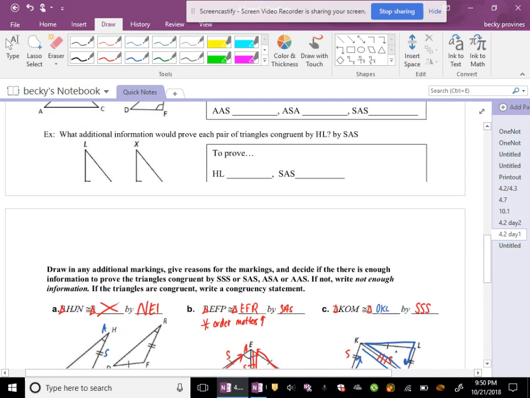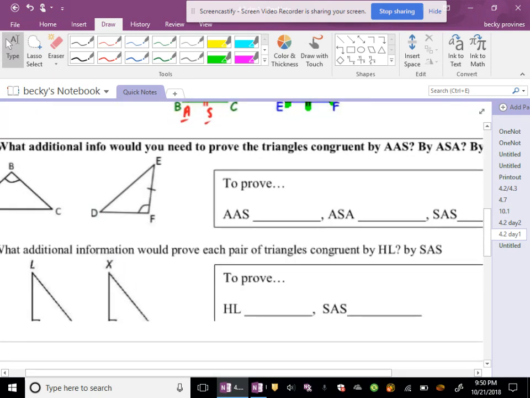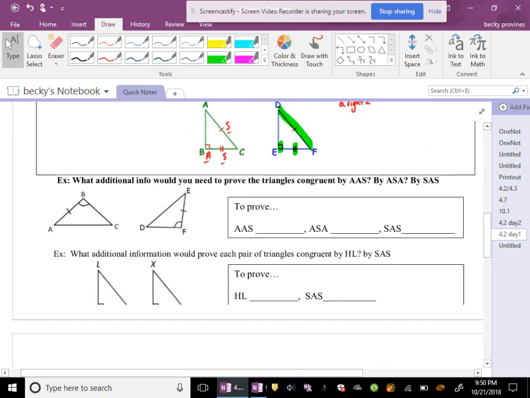Okay, so I know you think we're done, but we're not. We still have these 2 problems to do. So we're going to keep practicing what we've been doing. And on the first one here, it says, what additional information would you need to prove the triangle is congruent by AAS? So the question's asking, with the triangles provided, where would the angle have to be? Would it have to be at A or would it have to be at C? To be angle, angle, side.